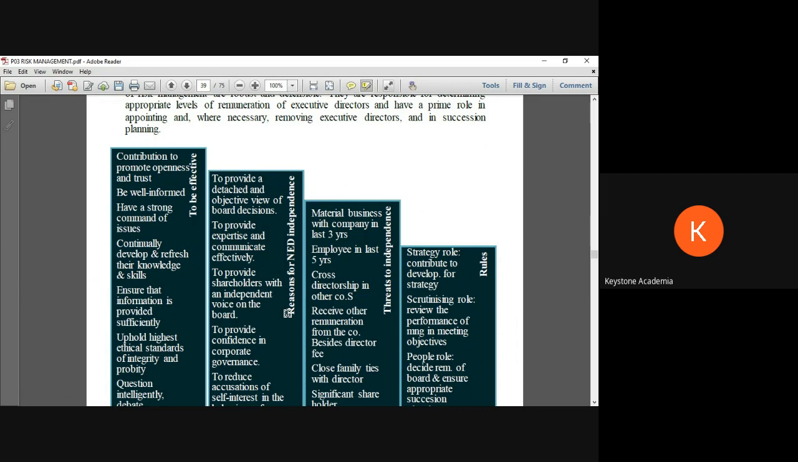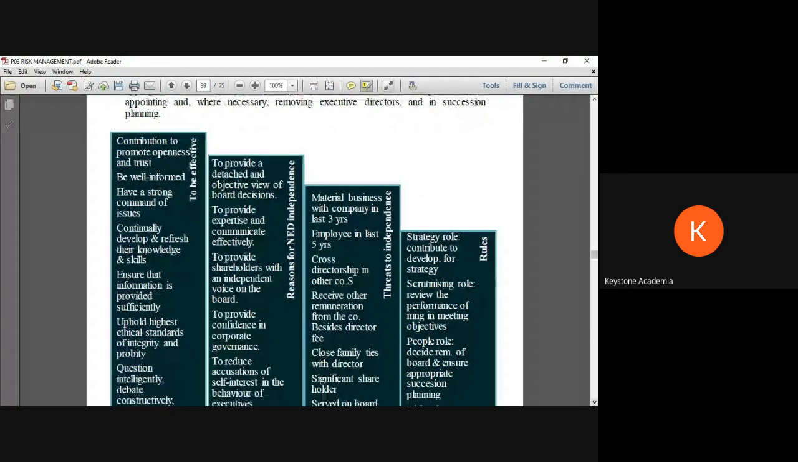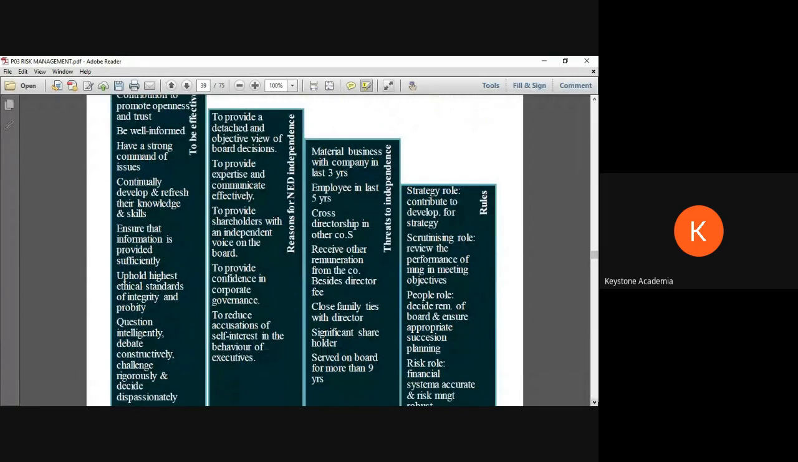There are certain things they have put here to ensure independence. Let's say you're selecting a new NED: that person should not have had a business relationship with the company in the last 3 years. He can be part of the supplier's team, but there should be a cooling period of 3 years. Should not be our ex-employee, though more than 5 years ago is okay. No cross directorship with other companies, and no receiving remuneration. Usually these NEDs don't work for money. They get a very minimum amount just for attending.